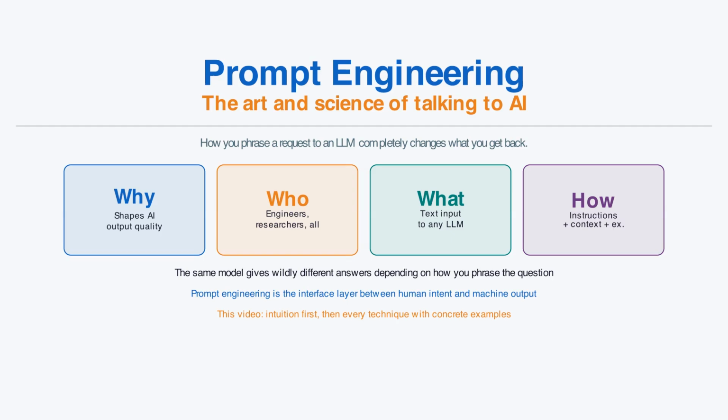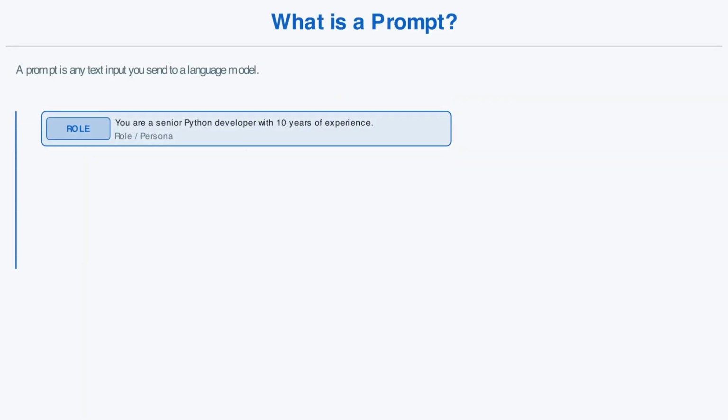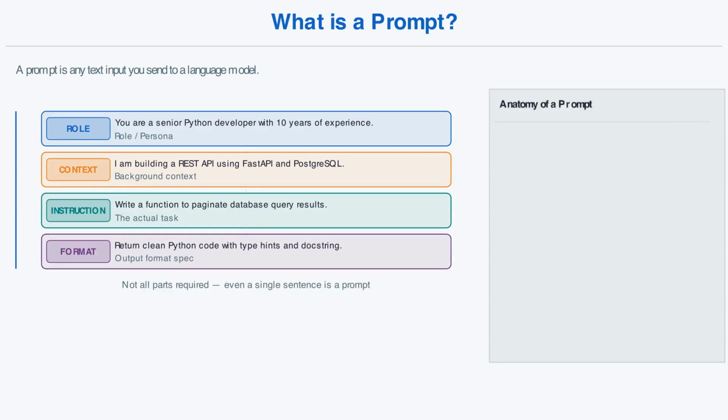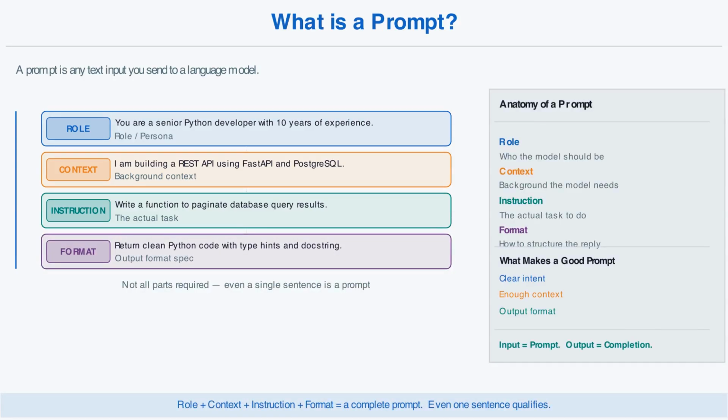Let us start. A prompt is any text you send to a language model as input. But the most effective prompts are not just a single question, they are carefully structured to give the model exactly the context it needs. Think of a well-designed prompt as having 4 possible components. First, the role: you are telling the model who or what it should be. Second, the context, background information the model needs to answer well. Third, the instruction, the actual task you want performed. And fourth, the format, how you want the answer structured.